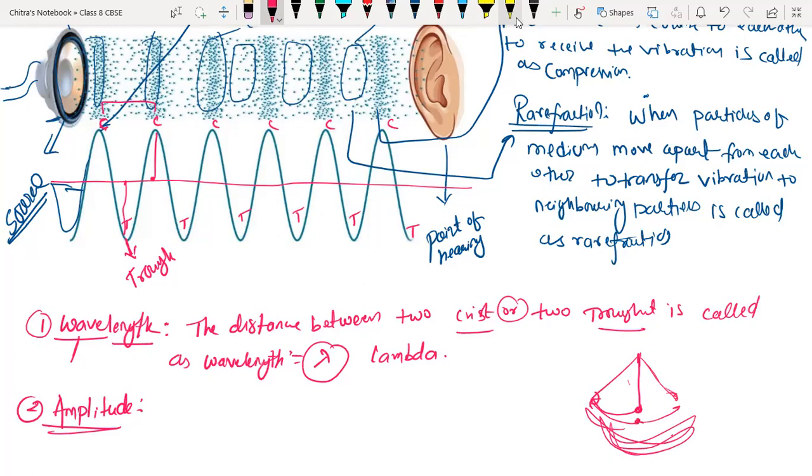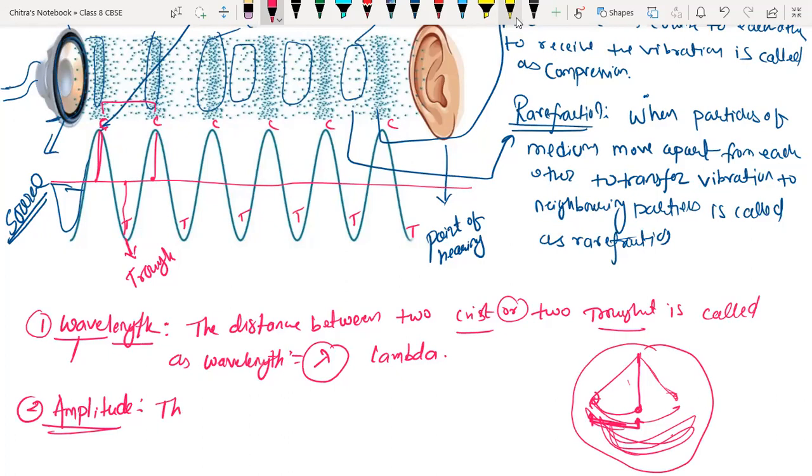So the maximum displacement of the pendulum from here to here, or of that bob, is called amplitude. Here also, the maximum displacement of the particles in order to receive or transfer the vibration is called its amplitude. We are not discussing the pendulum here; we are discussing the particles. Sound waves. So I am going to write it related to the sound wave only.